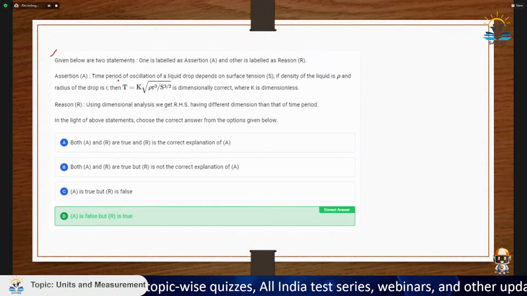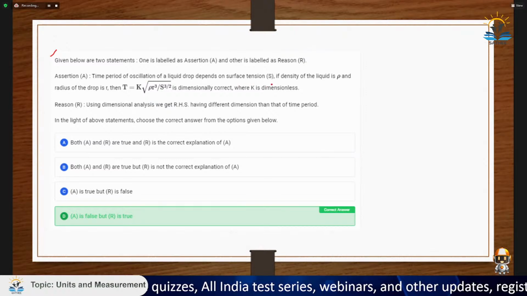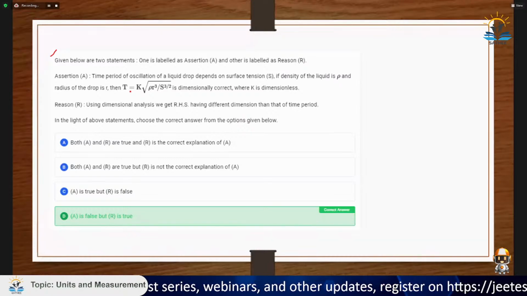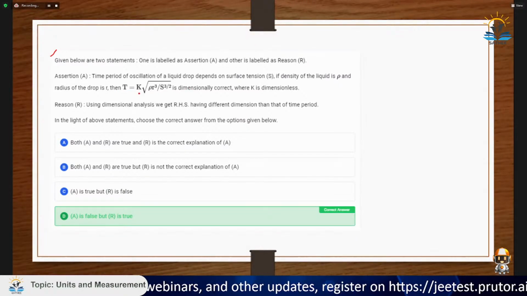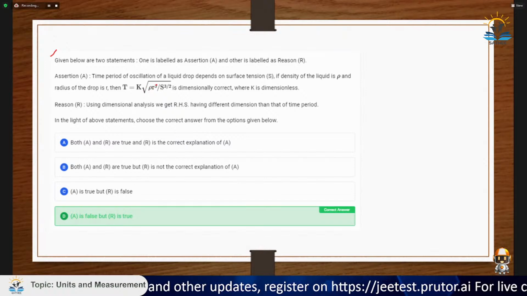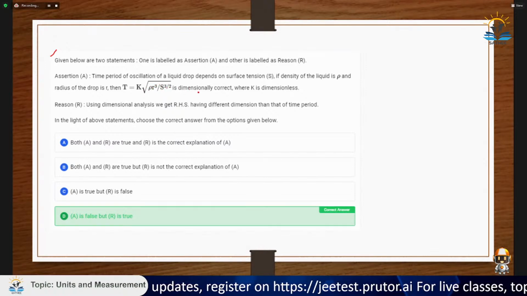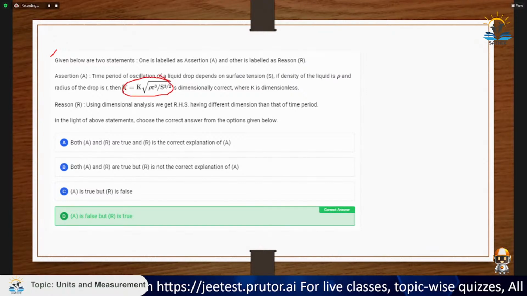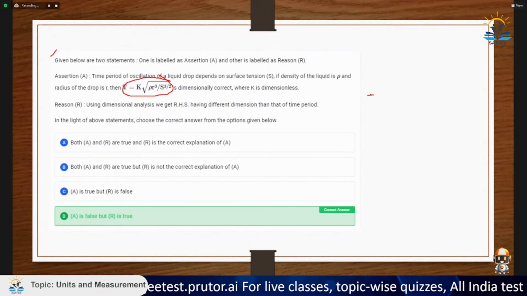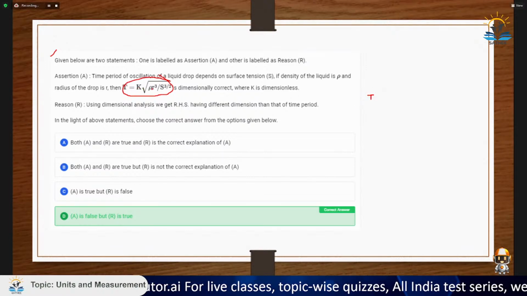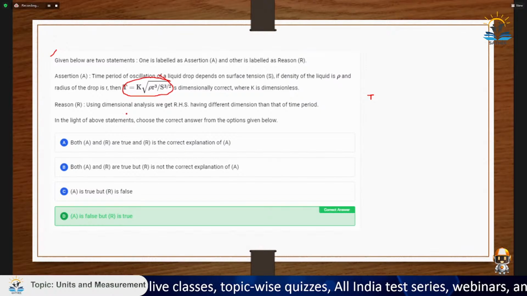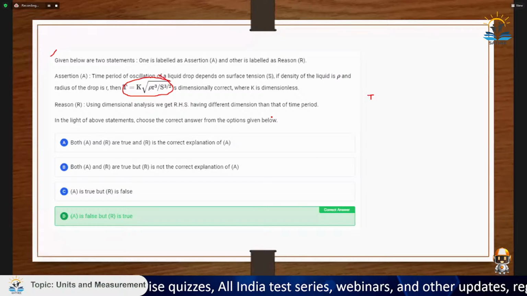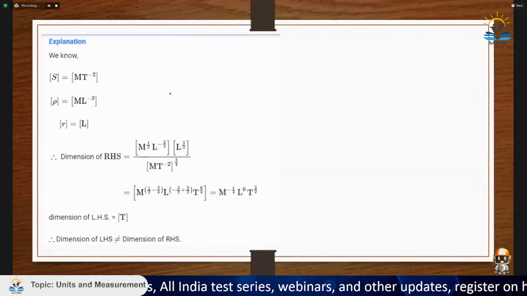So first is given: time period of oscillation of a liquid drop depends on surface tension S, density, and radius. It is given to us that time period depends upon these quantities. And then the formula for time period is also given: K root of density into radius cube upon surface tension, power 3 by 2, is dimensionally correct, where K is dimensionless. So firstly, we will check whether it is dimensionally correct or not. Because the time period T has dimension M0 L0 T power 1, and we will calculate the dimension from here also. And then the reason is given to us as: using dimension analysis, we get RHS having a different dimension than that of time period. So let us check the dimension of RHS first.